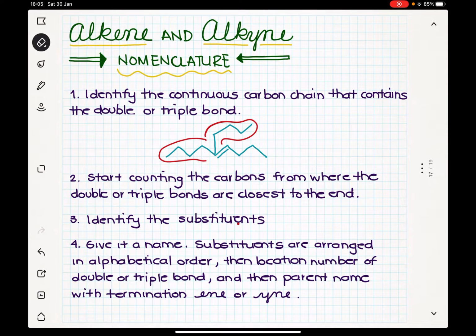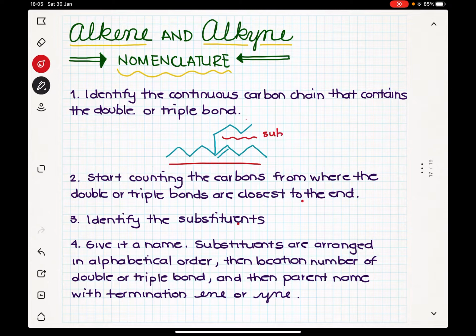So what we're going to do is count where the double bond is part of the carbon chain. In this case, just by identifying, I know that the straight line gives me the carbon chain that contains a double bond. So that means that this one over here is going to be a substituent. And we'll see what substituent it is in a minute.